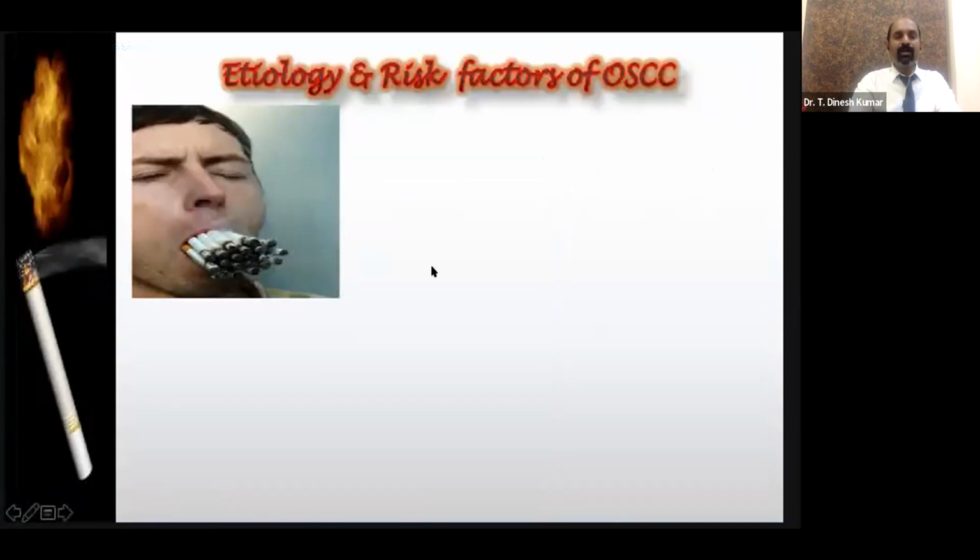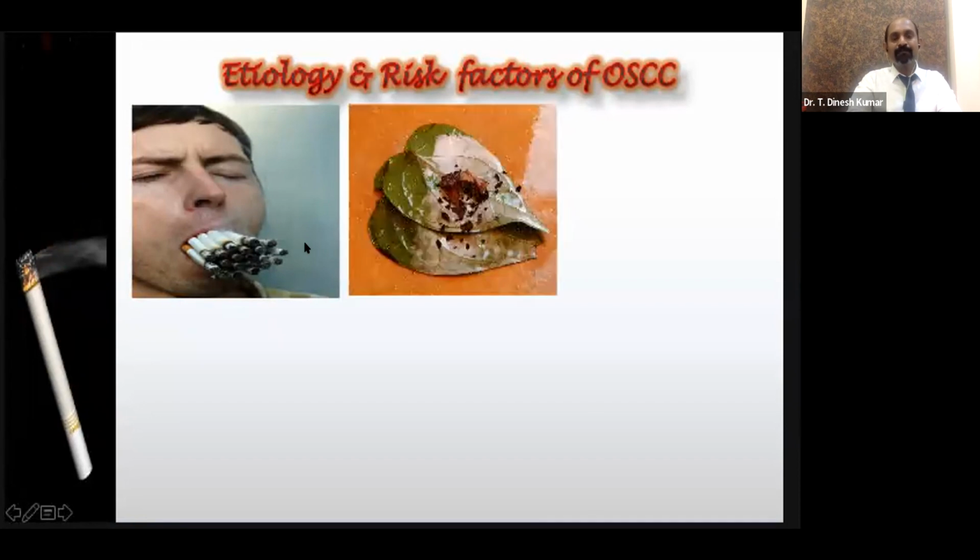Coming on to the etiology and the risk factors of OSCC. As you saw in the video, this is a very familiar thing that all of you know. The most common or maybe the only common reason is the use of tobacco. Tobacco in any form, either in a smoking form or a chewing form, is the most common etiological agent for oral squamous cell carcinoma.